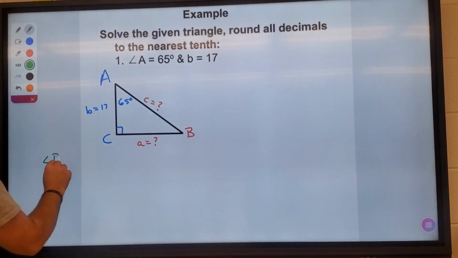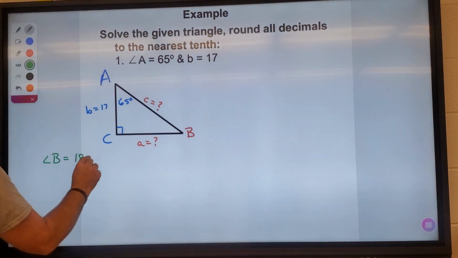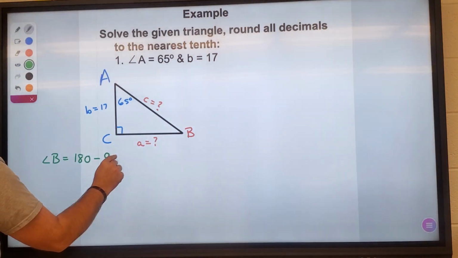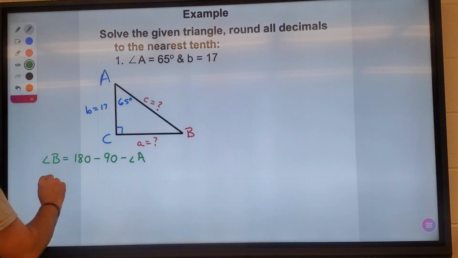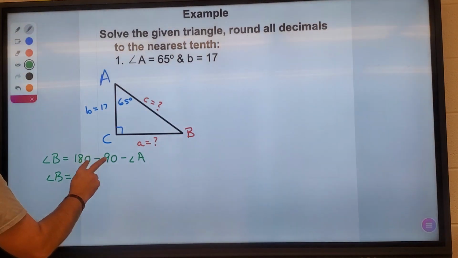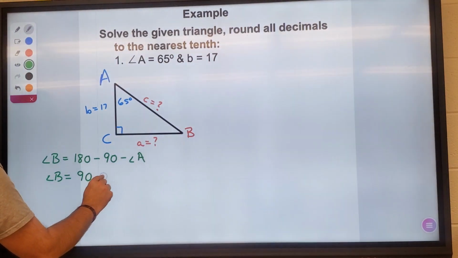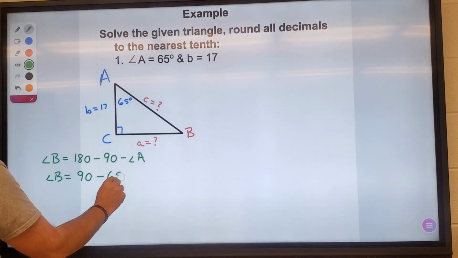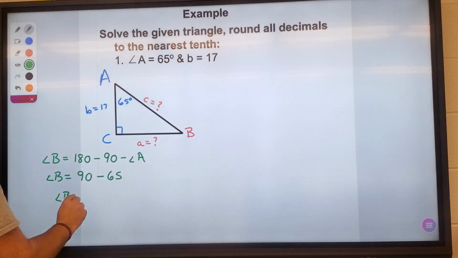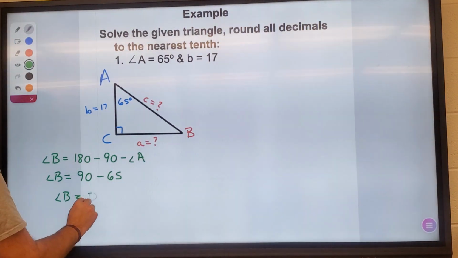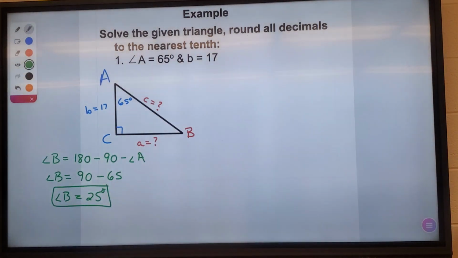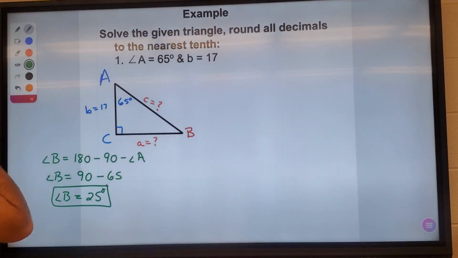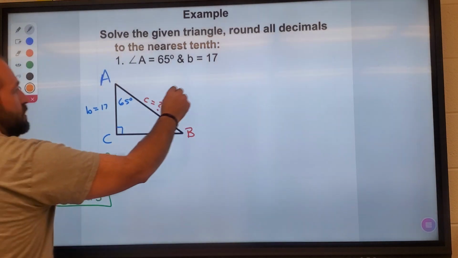Angle B is equal to 180 minus angle C, which is the 90 degrees, minus, and I want you to put angle A here so you can see it. So angle B is equal to 90 minus angle A, which was given as 65 degrees. So angle B is equal to 90 minus 65, which is 25 degrees. Continuing then, you're going to set up the 3 ratios. You're going to solve then for side A and side C. So again, we're using SOHCAHTOA.